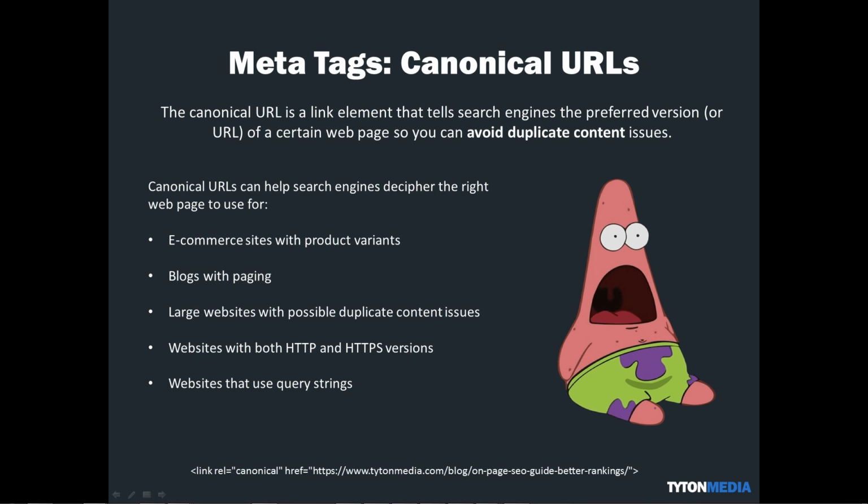So the next important tag is the canonical URL. Now this one is a little hard to say, but it's very necessary to have this tag on all of your web pages. It's pretty much what it is, a link element that you include in the head of your HTML, just like the title tag and the meta description tag, that tells search engines the preferred version of a certain website. And the reason that you need this so much is to avoid any duplicate content issues.